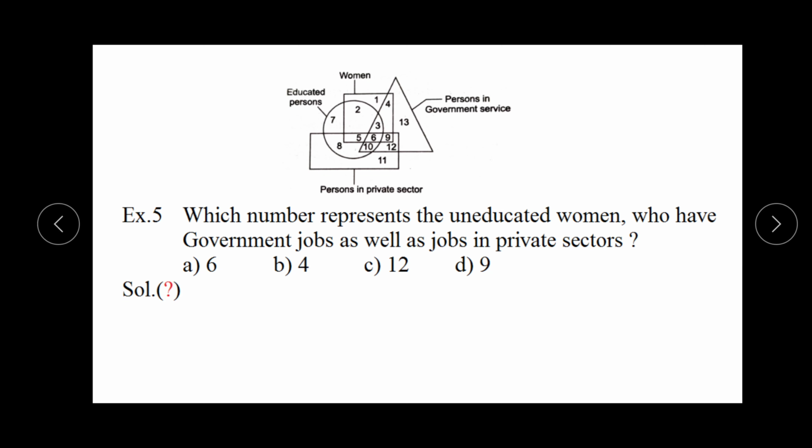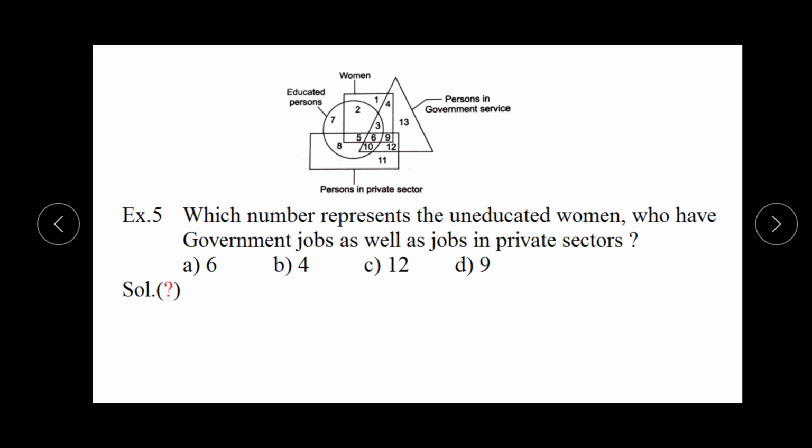One more question on this: which number represents the uneducated women? Uneducated women means persons who are outside of this circle, totally uneducated persons, and all the educated persons are in the circle. So the educated women are only 1 and 4, and with 1, 4 and 9, these are uneducated women.